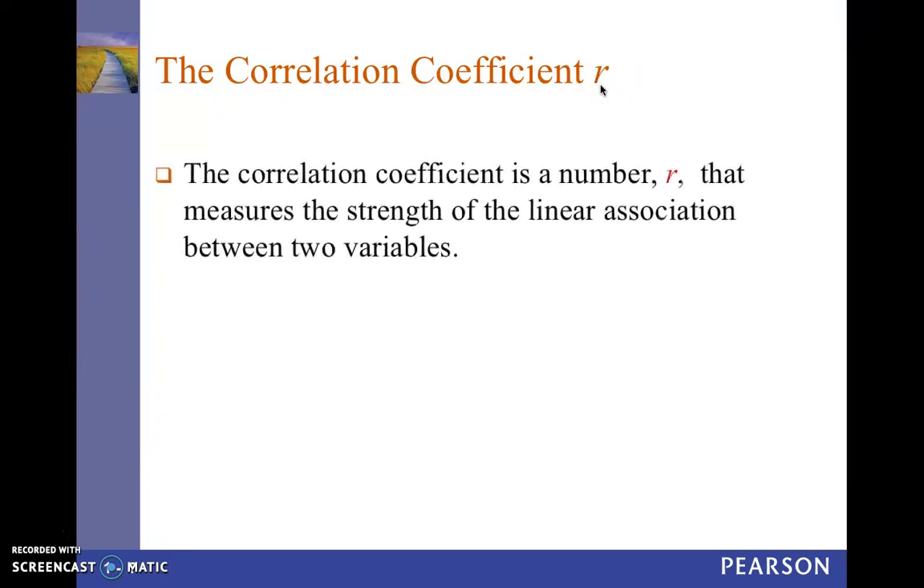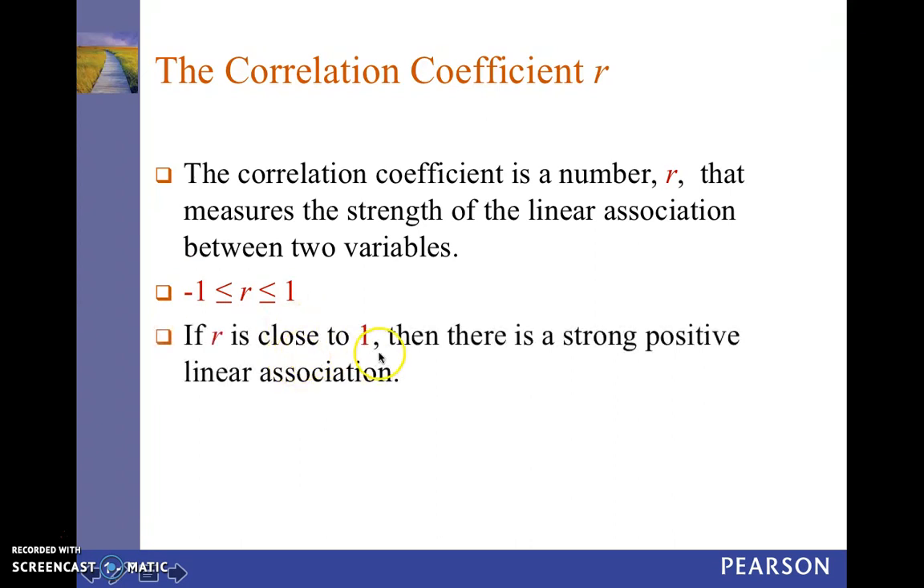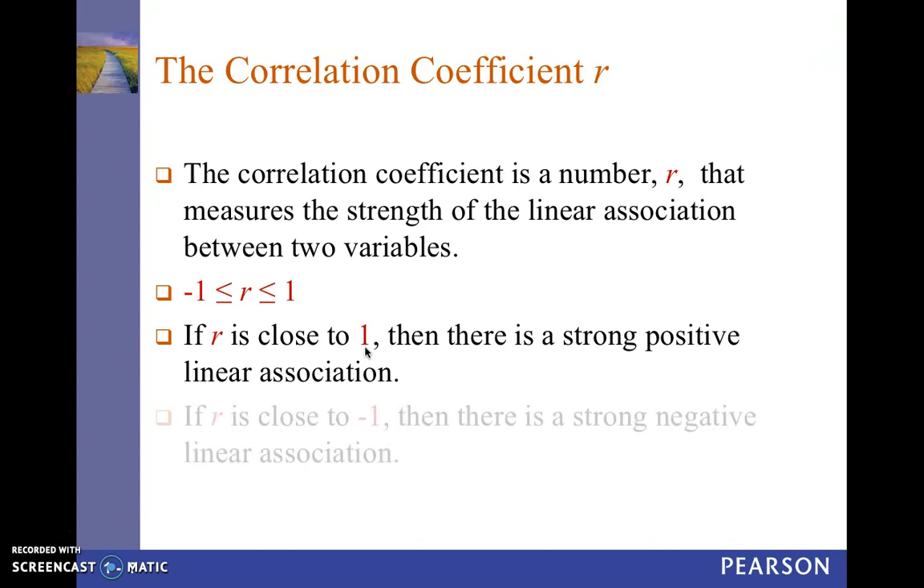So, the correlation coefficient is a number r that measures the strength of the linear association between two variables. Okay, it's usually somewhere between -1, which would indicate a negative trend, and +1. If the r is close to 1, then that would indicate a very strong positive association. In fact, if the r is 1, it would indicate a perfect association or relationship between two variables. Of course, that would also be true if it were -1. Okay?